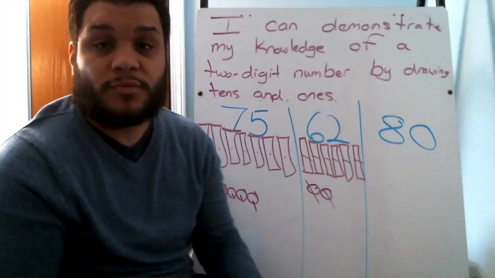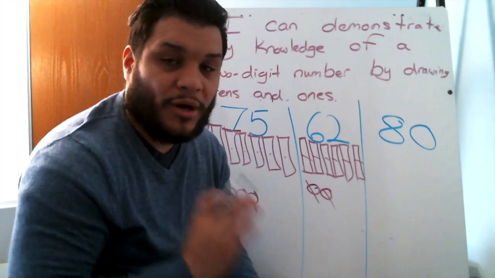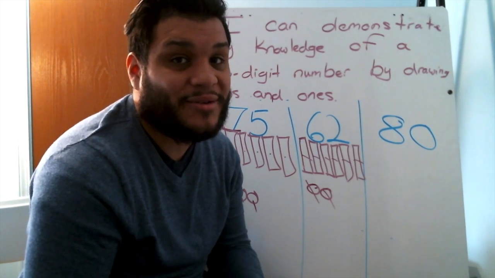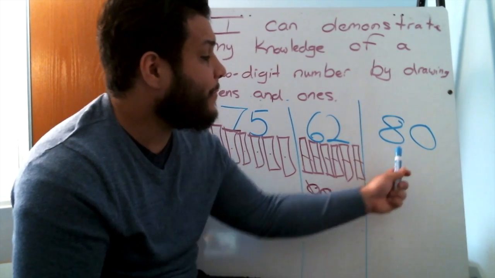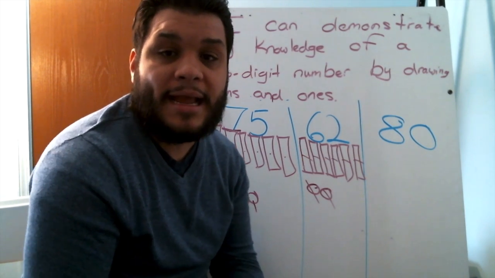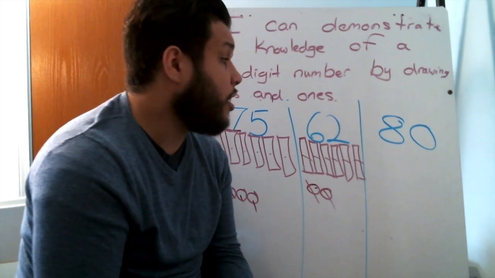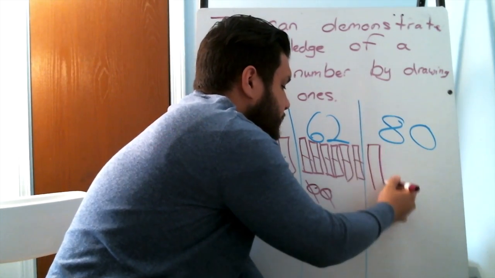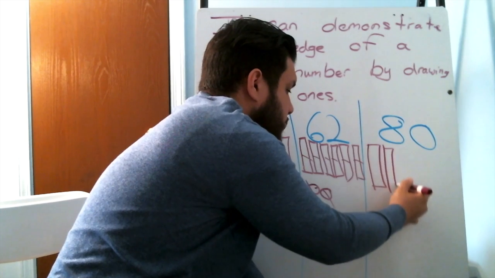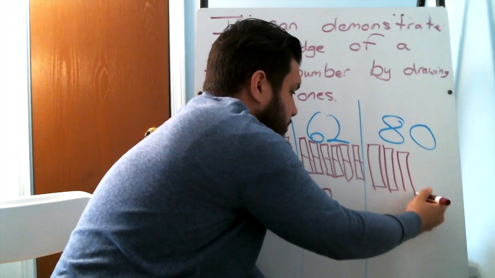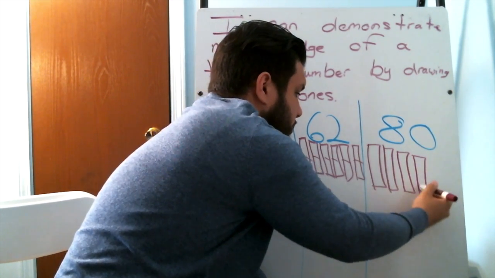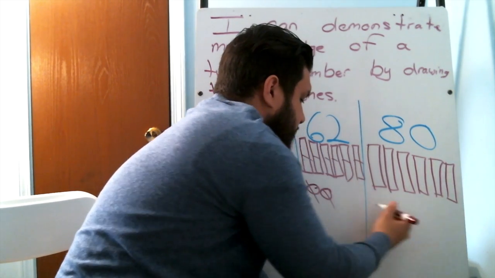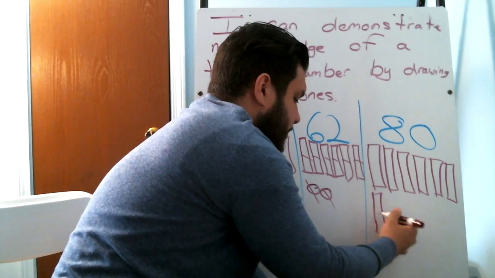All right, we're 2 for 2. Let's see if we can go perfect today. We have the number 80. This one's tricky because there is a 0 there. How many tens am I going to draw for the number 80? Yes, I'm going to draw 8 tens. Let's draw them. 1, 2, 3, 4, 5, 6, 7, 8.